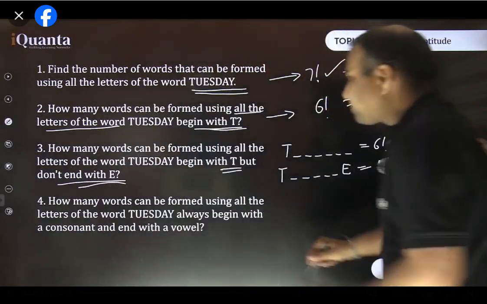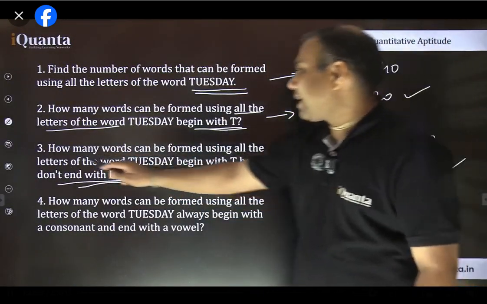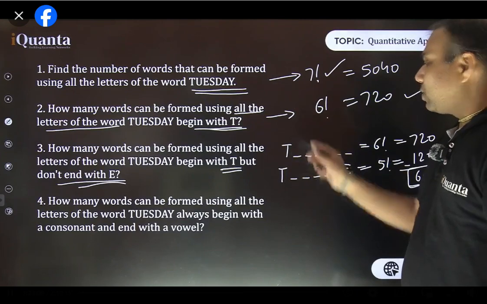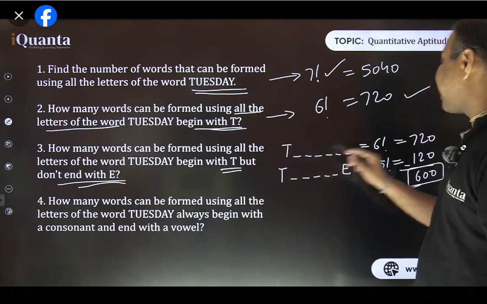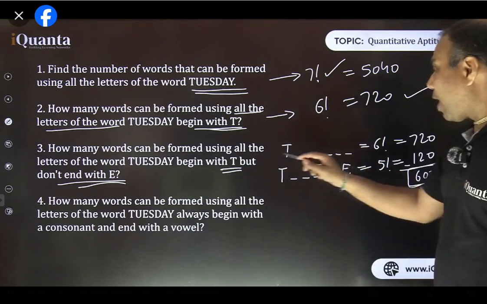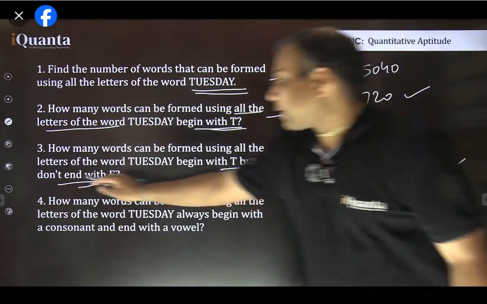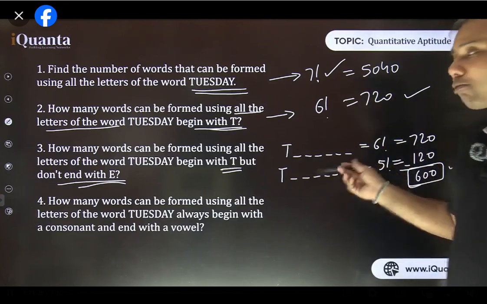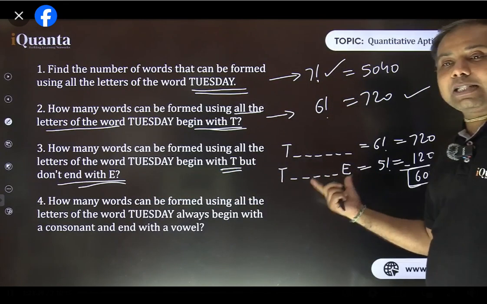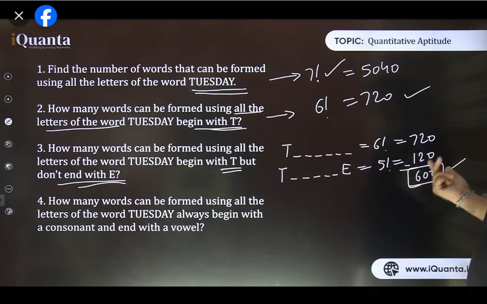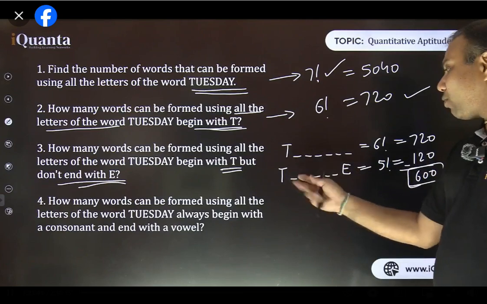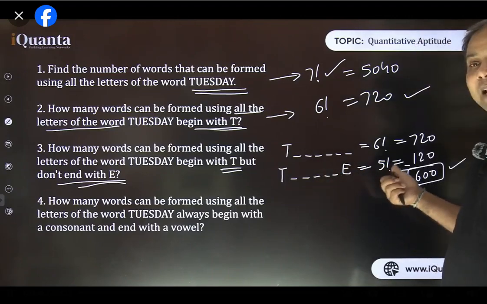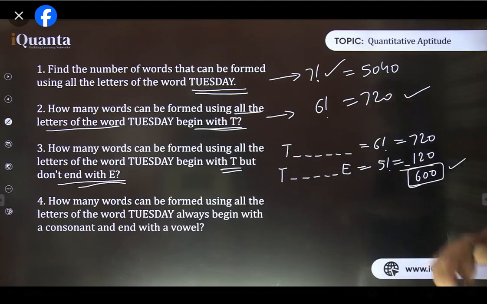Okay, Radha ji. The question asks, how many words can be formed using all the letters of the word Tuesday beginning with T? The beginning with T part we had already done. When the word starts with T, the first place is fixed, and the remaining 6 can be arranged in 6 factorial ways. We did this in the last question as well. What is the extra condition? That it does not end with E. But the 720 cases include those in which the last letter is E, so we subtract those from the earlier ones. That's it. So 720 minus 120. Why 120? Because when the first letter is T and the last is E, the intermediate 5 can be arranged in 5 factorial ways, which is 120. So after subtracting, we got our answer.